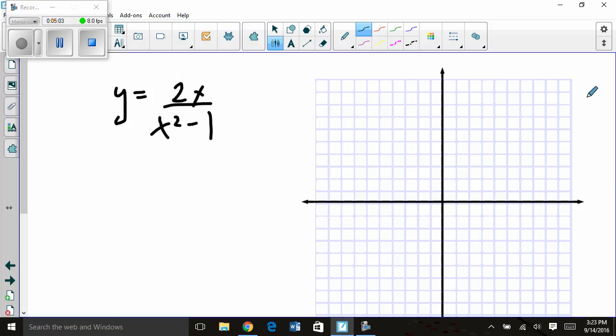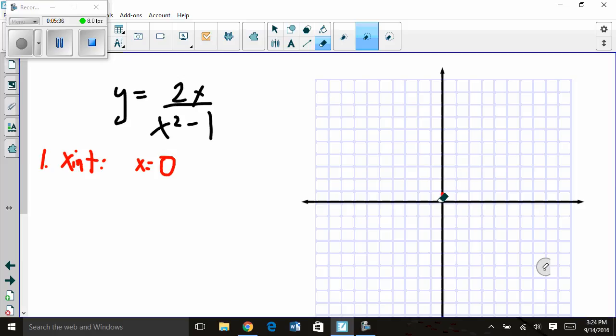That's where the top is 0. What would we have to plug into 2x to make it 0? The x-intercept here would be at 0, because if we plugged in 0 for x on the top, that's when we would get 0. So our x-intercept is going to be at 0. Let's put a dot here on that x-intercept.